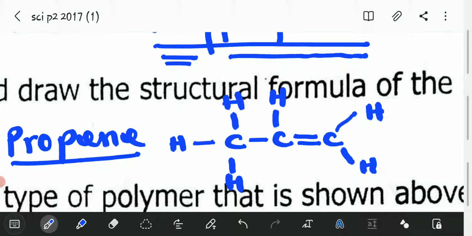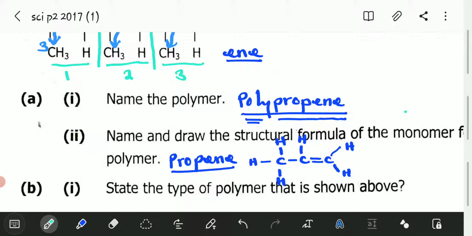Now others will ask, but there is a CH3 there. Allow me to do this. Let me highlight what is on the polymer itself. Otherwise, the answers are done. The structural formula of the monomer is this, and the name is that.